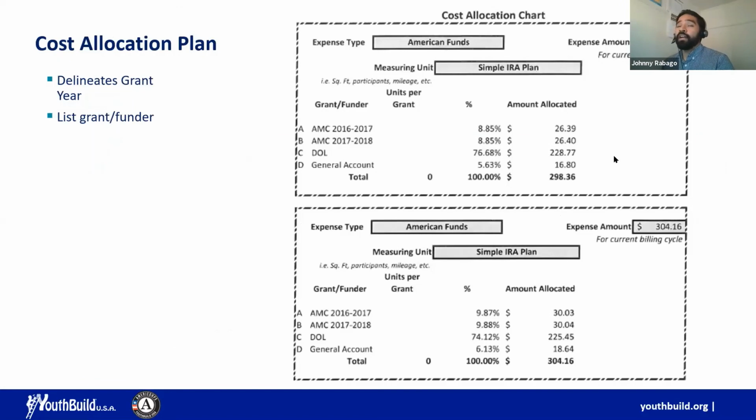Next, we have our cost allocation plan. Some of you have a cost allocation plan. You don't need to submit this every month, but that would be great. That way we can see what you're charging to the grant every month. You can see here the percentages they're charging to 1617 and 1718 for AmeriCorps, and the list of grants that they're charging to.